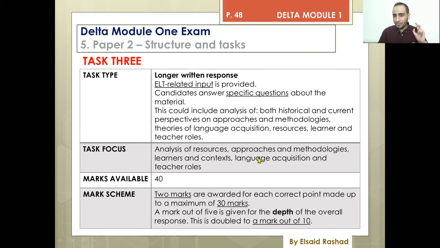Look at the task. You will be given 1, 2, or 3 questions. If you're given 1 question, you should write 15 points to answer this question. If you're given 2 questions, you should write 8 and 7, or 9 and 6. If you're given 3 questions, you should write 5, 5, and 5, or 6, 4, and 5. So all in all, you must write 15 points.